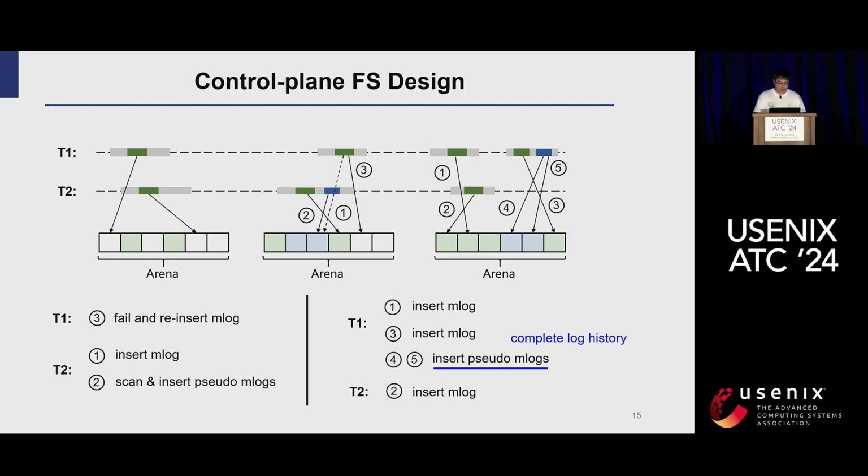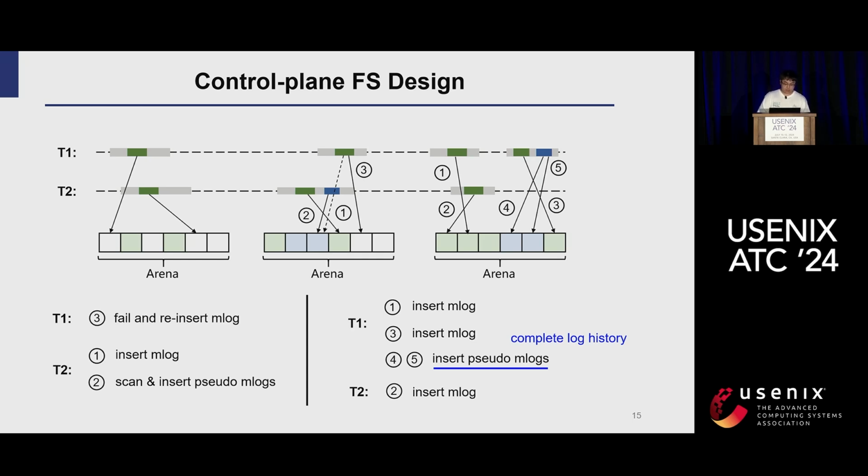In step 1, every cache FS randomly picks up an empty slot in the current arena and uses an RDMA CAS to insert the M log. This randomization policy efficiently avoids the contention during the M log insert.